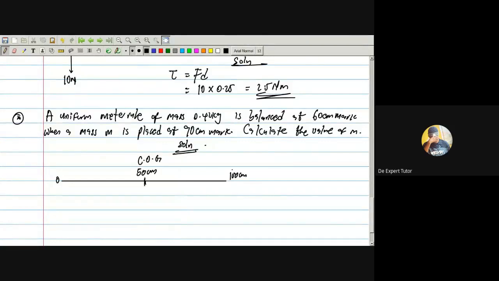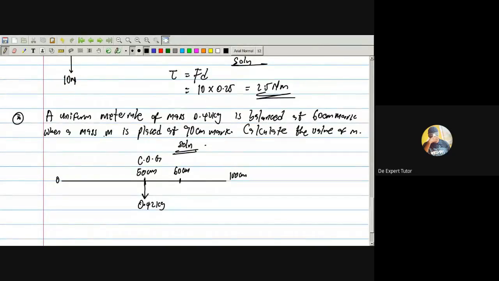A uniform meter rule, that's 100 centimeter, of mass 0.42 kg. We put the 0.42 kg down here like this. It's balanced at the 60 centimeter mark. This place is 50, so somewhere around this side will be 60 centimeter. They said it is balanced at the 60 centimeter mark.